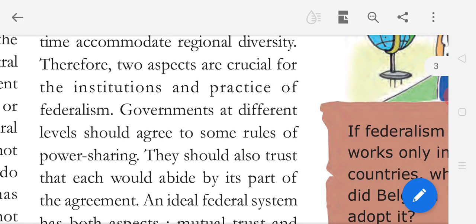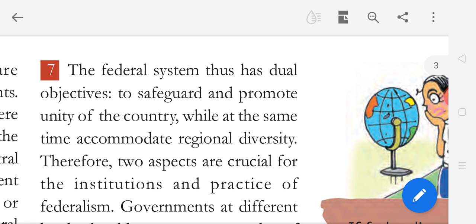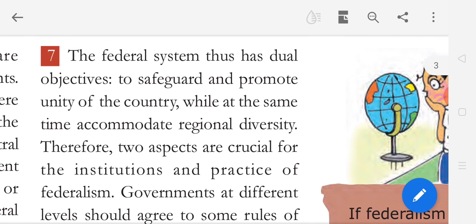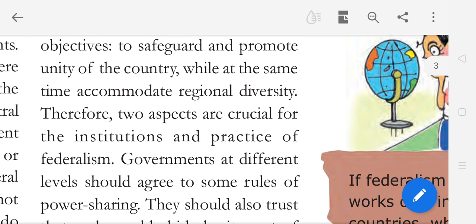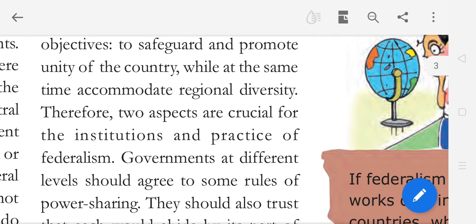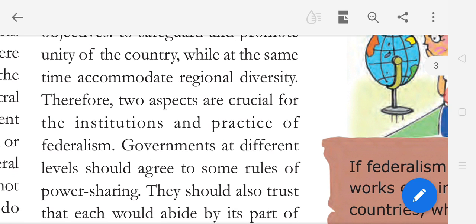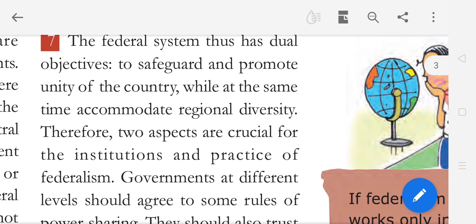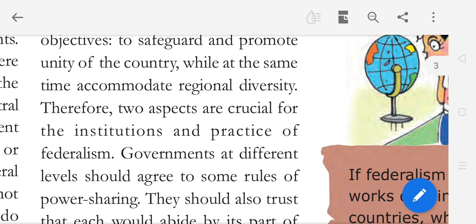Seventh, try to understand here. Seventh one. The federal system thus has a dual objective. Dual objective means double purpose. First one, to safeguard and promote unity of the country, so there is a federal system for this purpose, while at the same time accommodating, here accommodate means adopt, regional diversity. So one purpose, to safeguard, here safeguard means to protect, and to promote unity of the country, as well as to adopt regional diversity also.